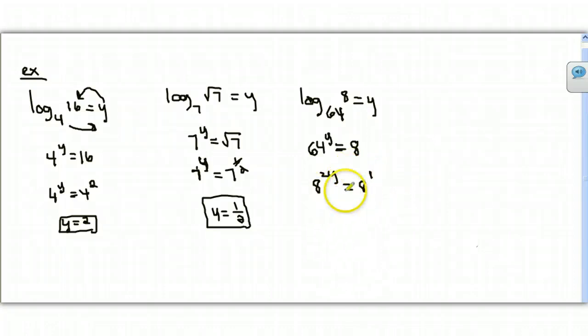If the bottoms are the same, that means the tops have to be the same. And so if the tops are the same, then you set the tops equal. You got 2y equal to 1. And how do you solve this for y? You divide by 2. And so you got your answer. And so y is equal to 1/2 on that one.